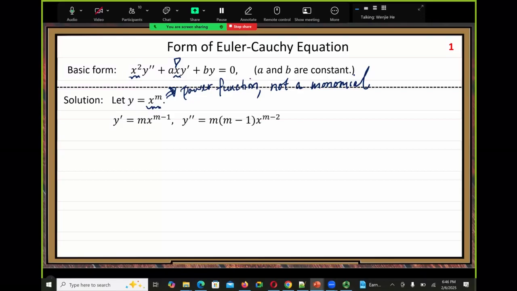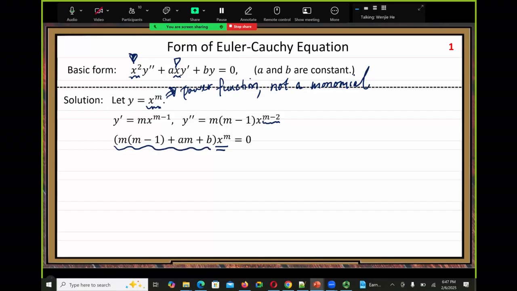For the first term, y double prime, we apply the power rule twice. The exponent becomes m minus 2, but you have this x squared, which helps you recover the exponent to m again. Then for all three terms, the power function has the same exponent. That's the reason we take advantage of this special structure. Why do we use the power function? Because we can do factorization. The power function is factorized. Then its coefficient should be 0.